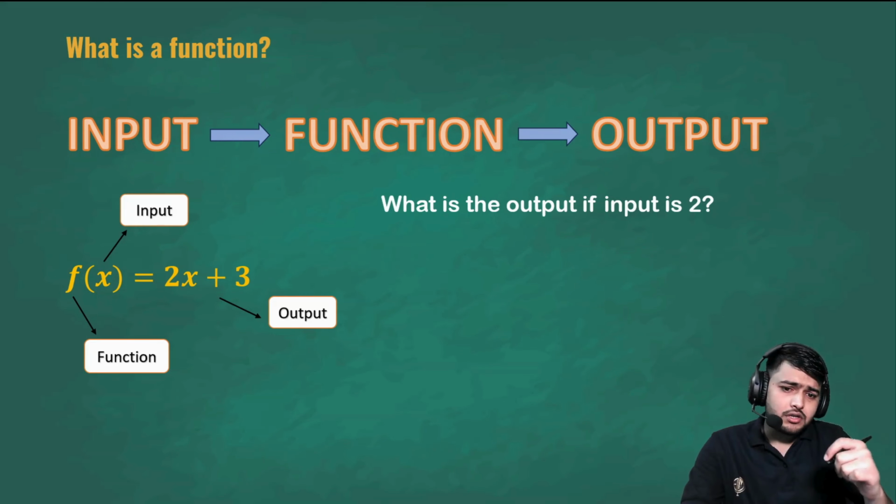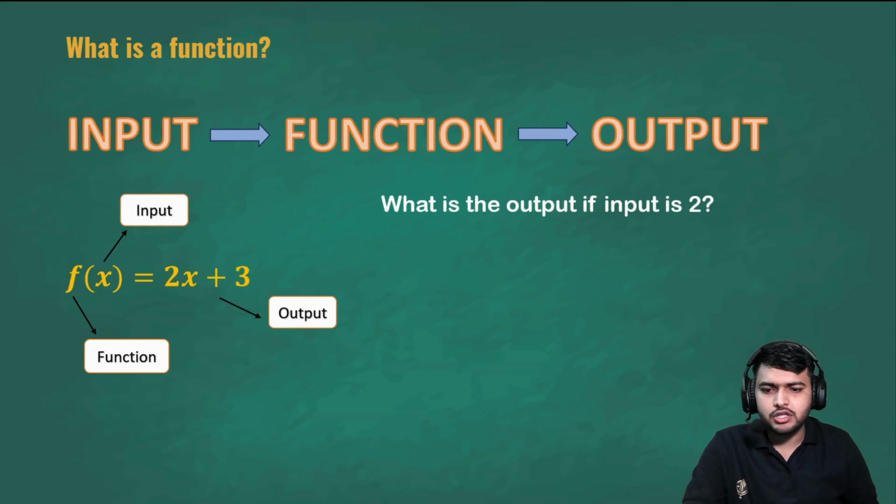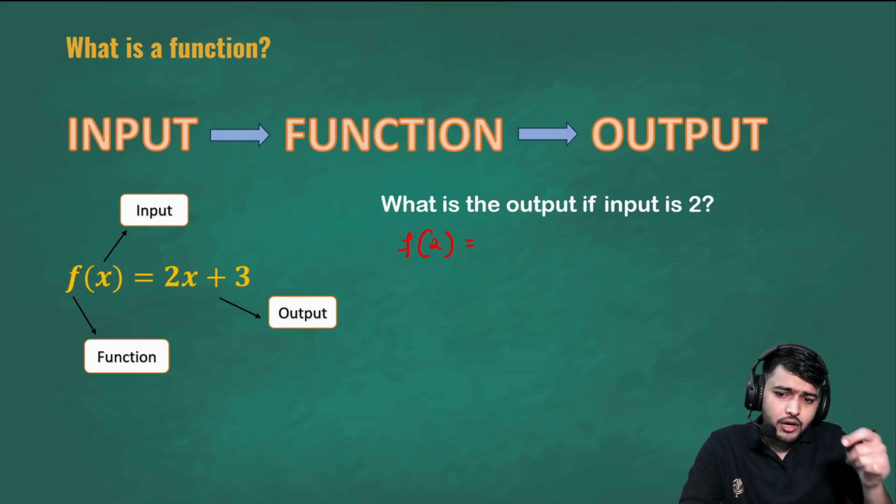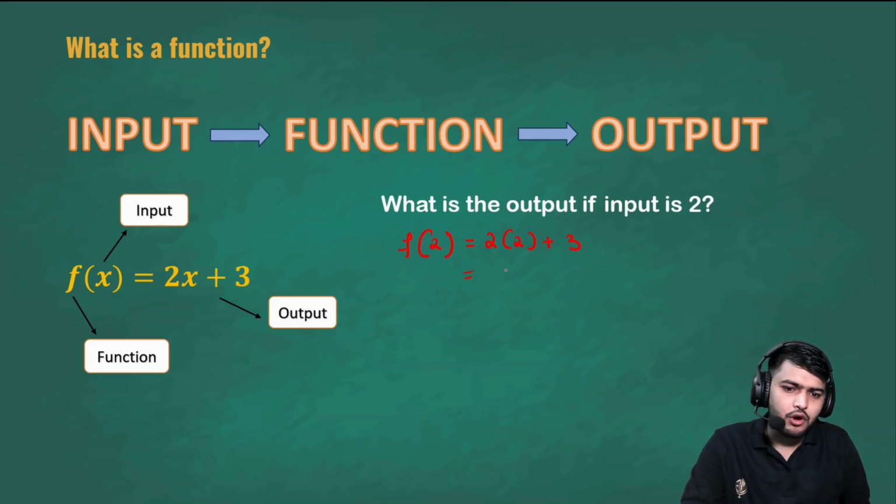Now we are asked the question, what is the output if input is 2? So the value of x is 2, the input is 2. So we simply have to replace x with 2. It was 2x plus 3. We have replaced x with 2. We get this. This is 4 plus 3, 7. So our output is 7. When input is 2, output is 7. We simply had to replace x with 2. That's all we had to do. f is a function which takes 2 as the input and gives out 7 as the output.